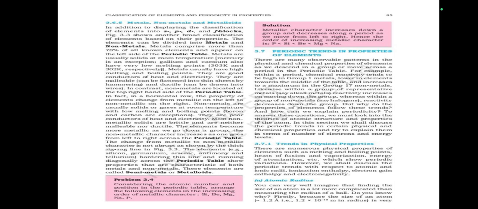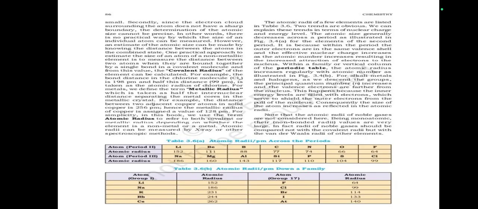Now, do you know why? Firstly, because the size of an atom, 1.2 angstrom, that is 1.2 times 10 to the power minus 10 meter in radius, is very small. Secondly, since the electron cloud surrounding the atom does not have a sharp boundary, the determination of the atomic size cannot be precise. In other words, there is no practical way by which the size of an individual atom can be measured.